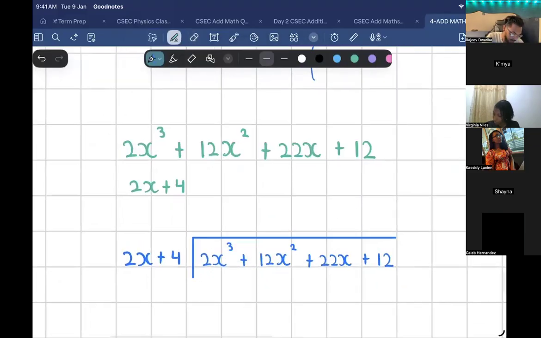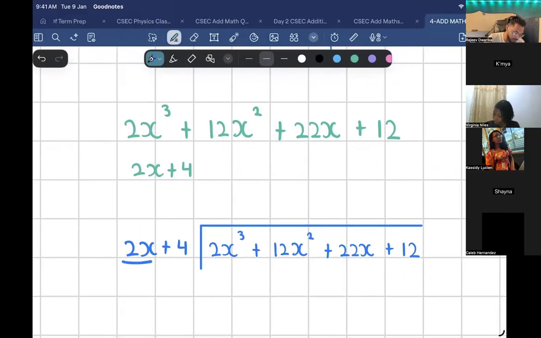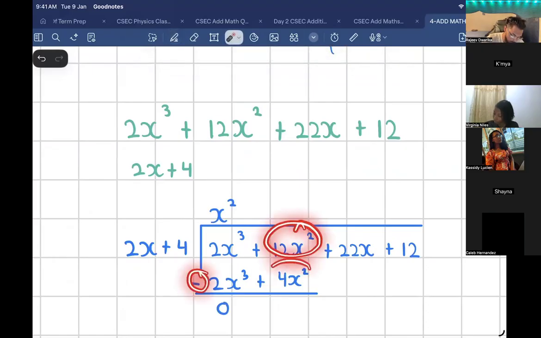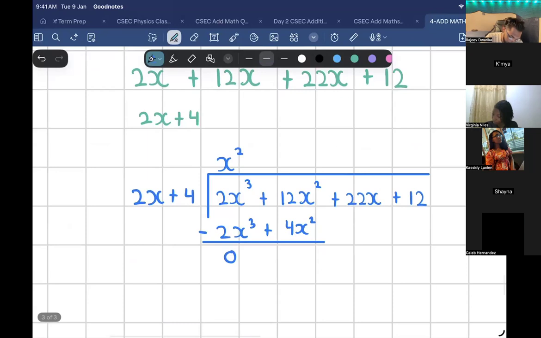Right, so Sheena, let's do this fast. What do I multiply by 2x to get back 2x cubed? x squared. Then I multiply x squared by 2x, that'll give me back 2x cubed. Then x squared by 4 gives me 4x squared. Then I minus. Then 12x squared minus 4x squared, what would I get? What is 12 minus 4? Sorry, 8. That'll be 8x squared. Bring down the 22x.